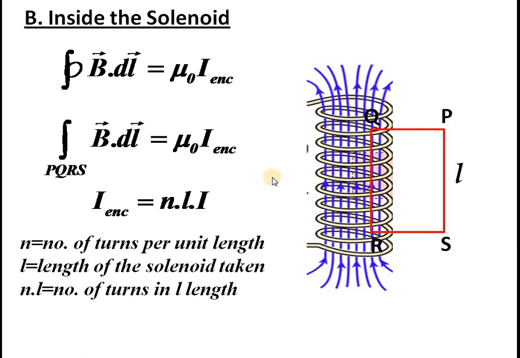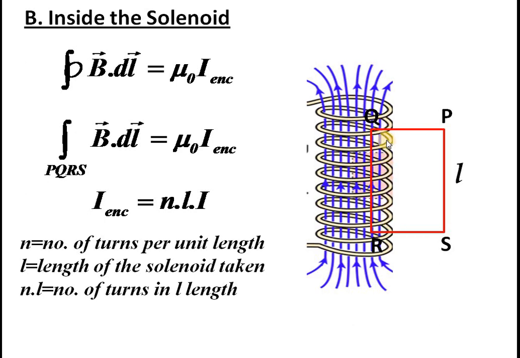Now, what about I enclosed here? I enclosed means the total current passing through the closed path. So that means the number of loops. Every loop penetrates the plane of PQRS. Take a single ring, current is penetrating here. Next loop, current is penetrating here. Next loop, current is penetrating into the plane. So many current lines are penetrating the PQRS plane.